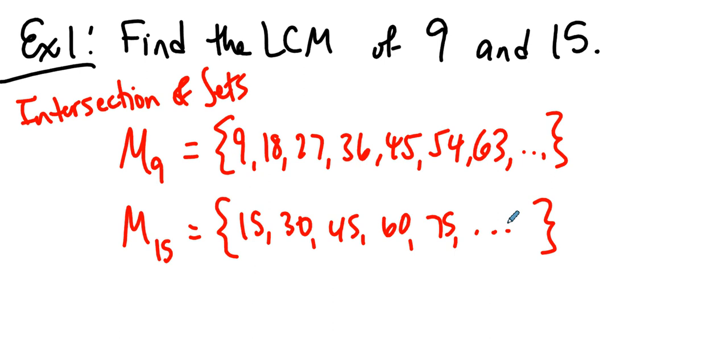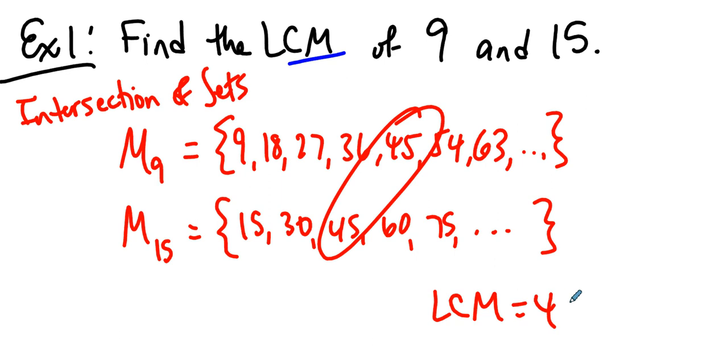What are we looking for? We're looking for common multiples. Well, there's the first one. And when we have the least of the common multiples, that is the least common multiple. The least common multiple is the first positive multiple that both sets share. So the least common multiple of 9 and 15 is 45.